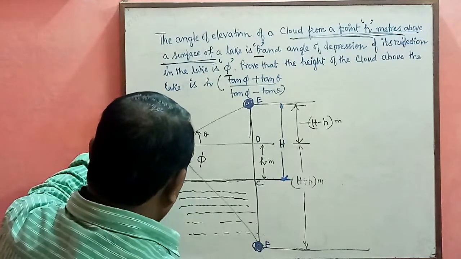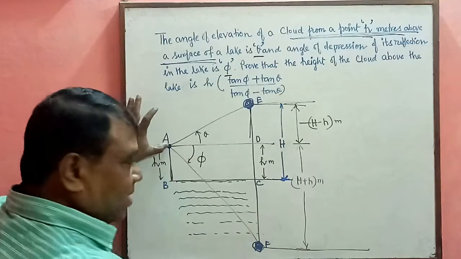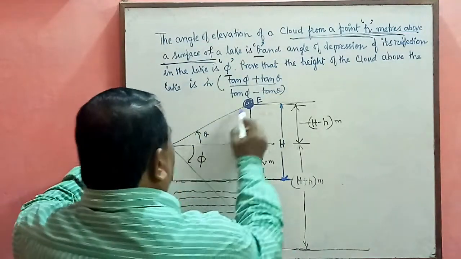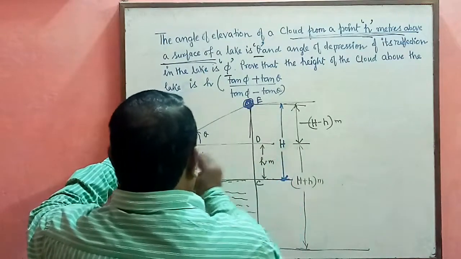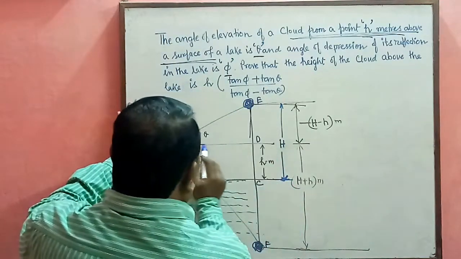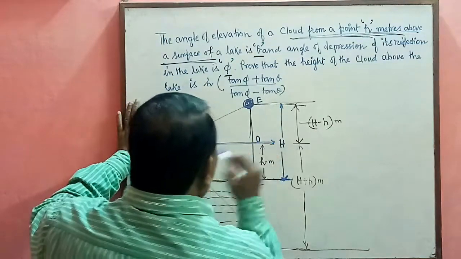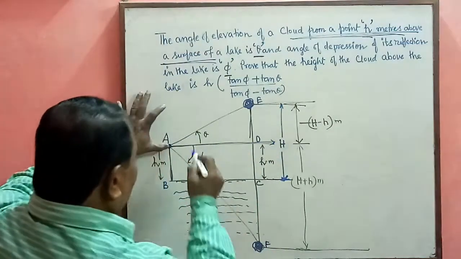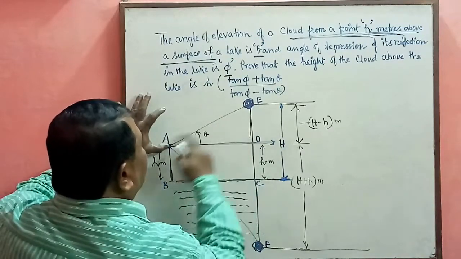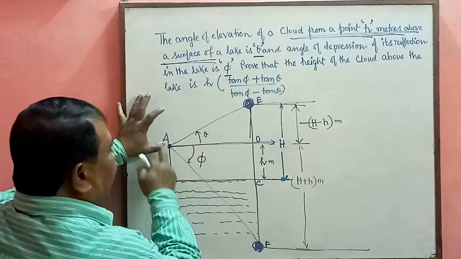So we have to draw lines from the point of observation, that is at A. If this is a cloud, I am observing this cloud here. Here is the horizontal line. So this is making an angle theta. This is the angle of elevation of the cloud from the point A.